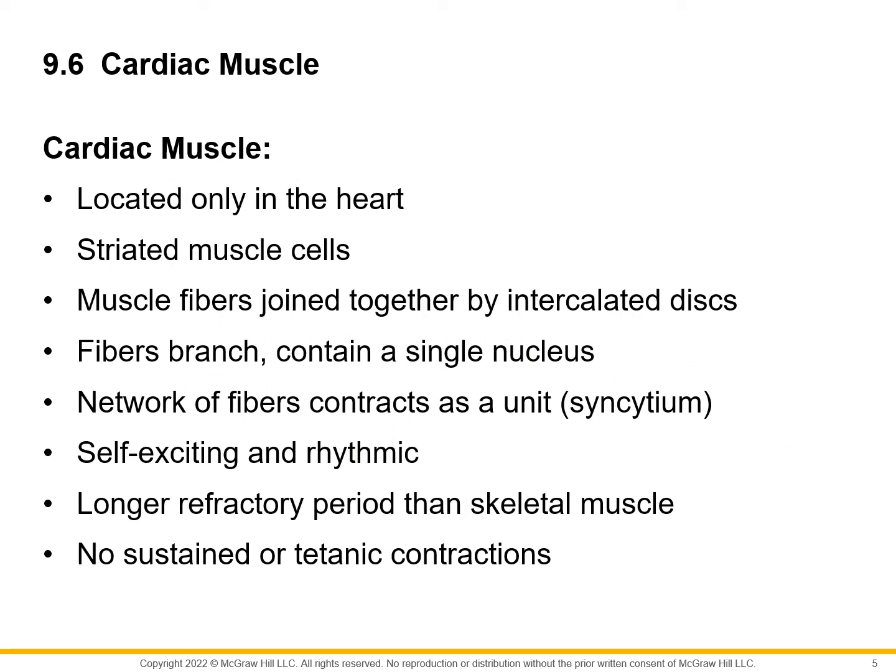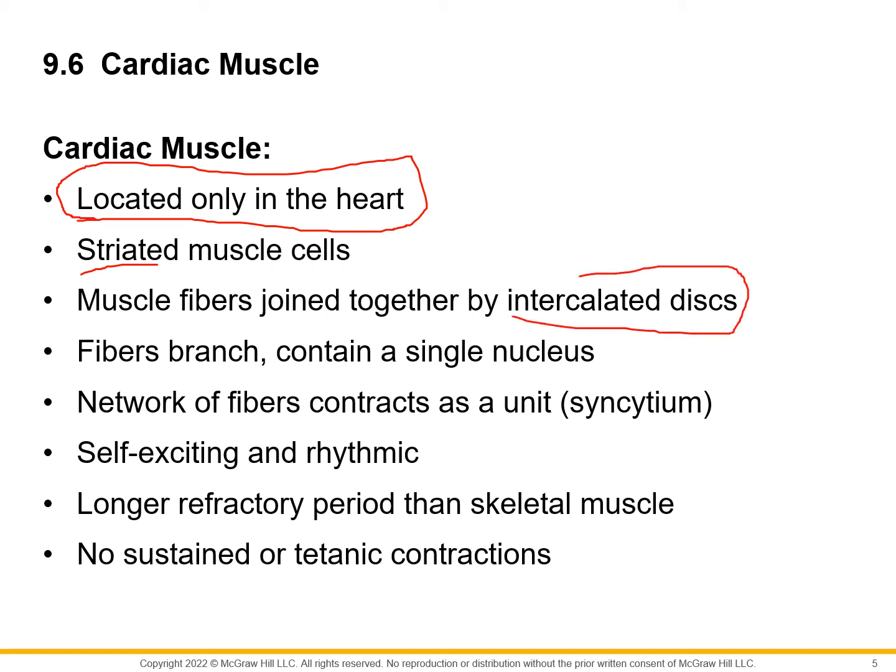So cardiac muscle, again, is only in the heart. It is not in the blood vessels. It is only in the heart. It is a striated muscle. The fibers are held together by intercalated discs. These intercalated discs are going to be gap junctions and also desmosomes. I am not going to try to write desmosomes out, but I'll put gap junctions. Anyway, they have a single nucleus. They're like a normal cell with that.